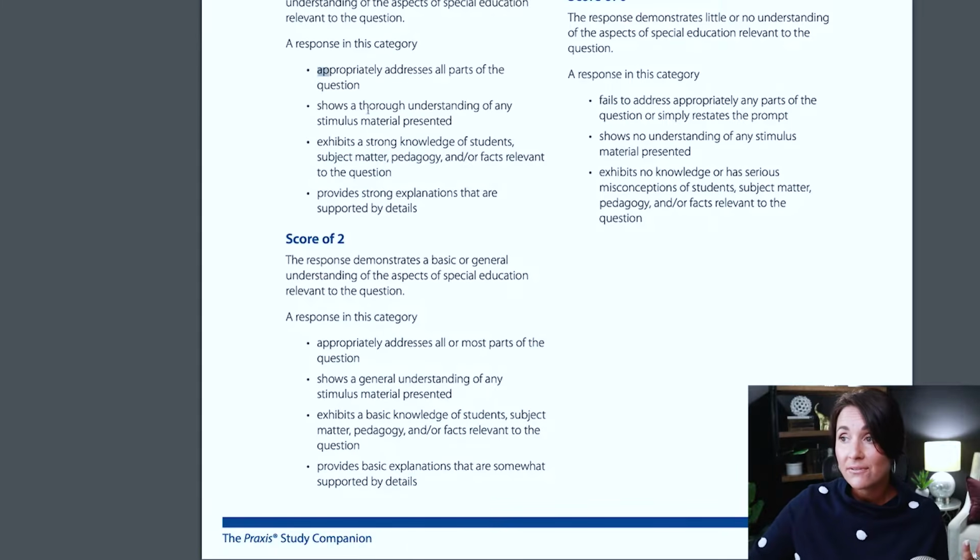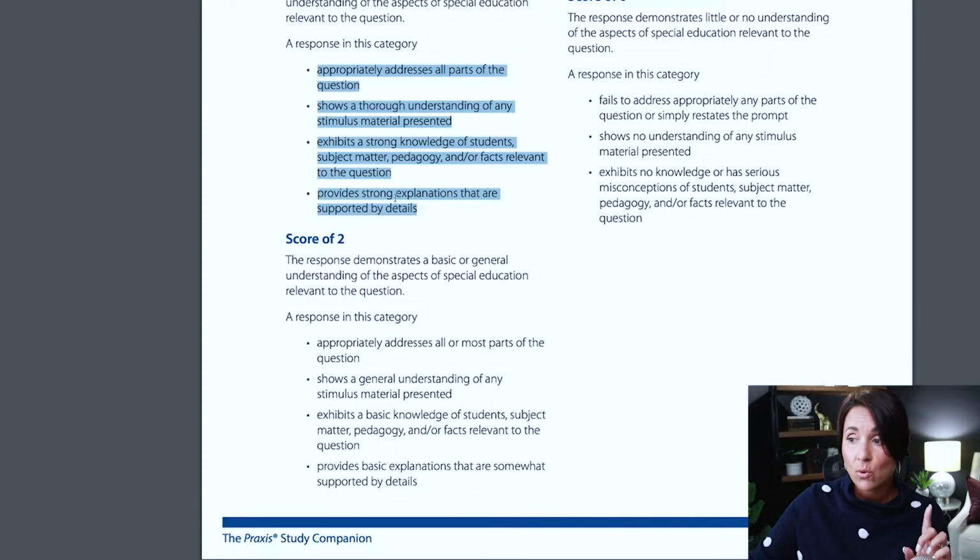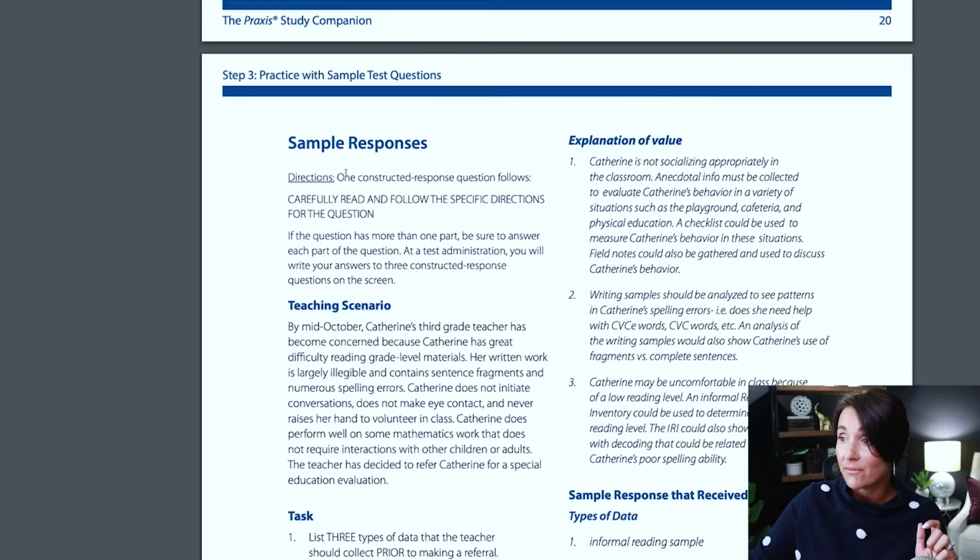And if there are 3 constructed response questions and I get a score of 3 on all of them, I can get a total of 9 points. So that's what we want to shoot for, because this is not that difficult. It's not that hard to score a 3. Now, let me show you an example of a 3.